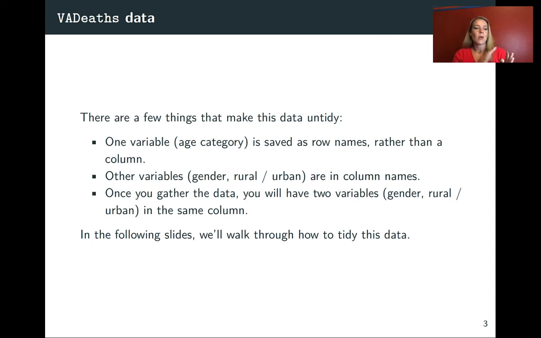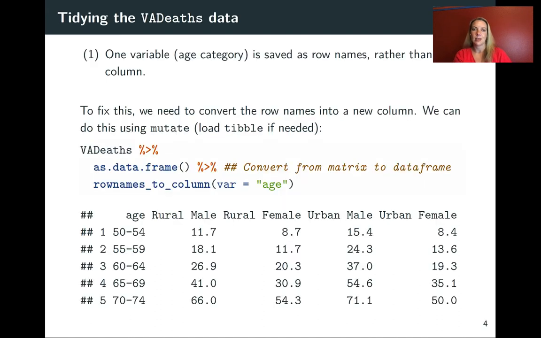The next, once we take care of that, we have these other variables like gender and the rural urban, so male, female, and then rural urban. That information's embedded in column names. And even once we get those into their own column, we're going to have this issue that we have two pieces of information in the same column. So we'll have both male, female, and the rural urban in the same column. So let's look through a little bit how to tidy those pieces.